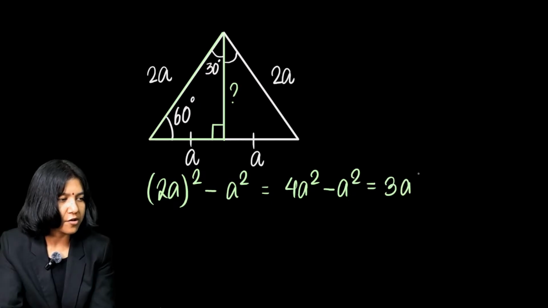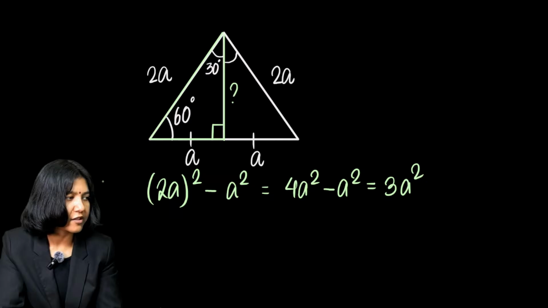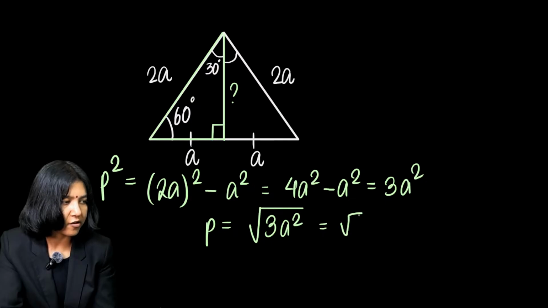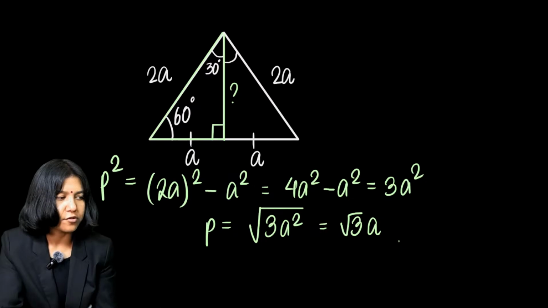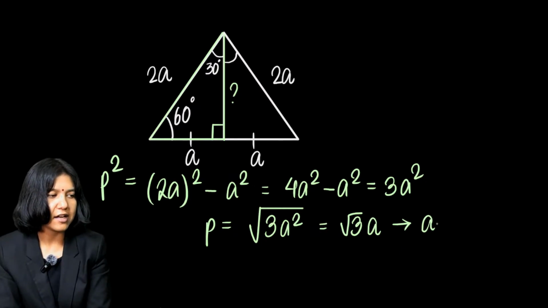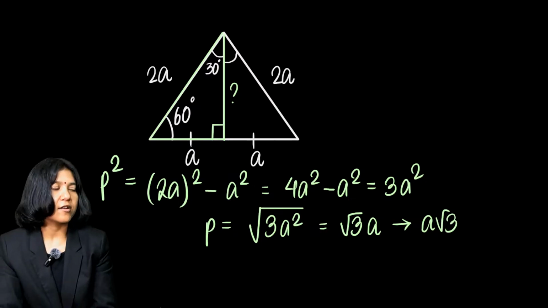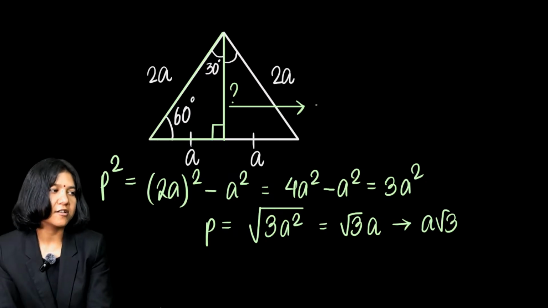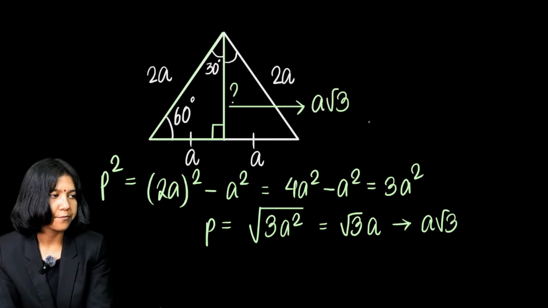Note that that's not the side, that's the square of the perpendicular. So the perpendicular side has to be simply the square root of 3a square. The 3 is alone, so it stays inside the root, while a comes out of the root, giving root 3 a, or I can just write it as a root 3. Either way it's the same thing. So I got my ratio: this perpendicular leg has to be a root 3.